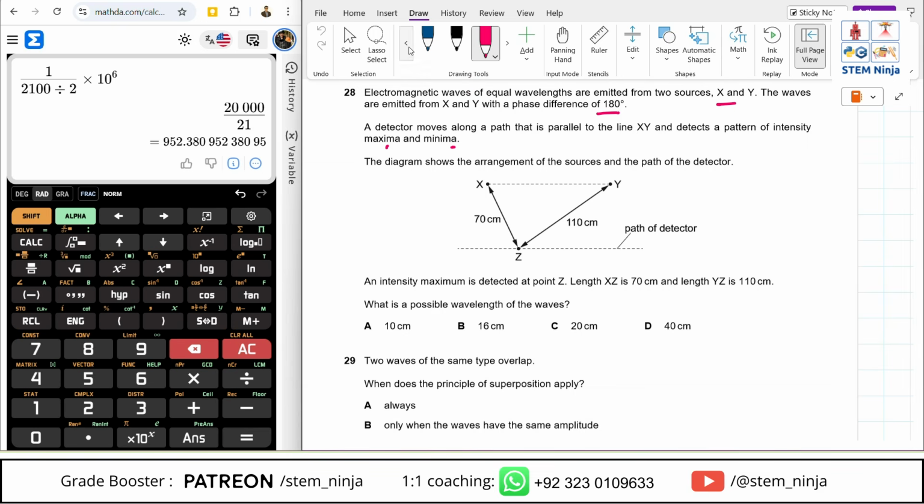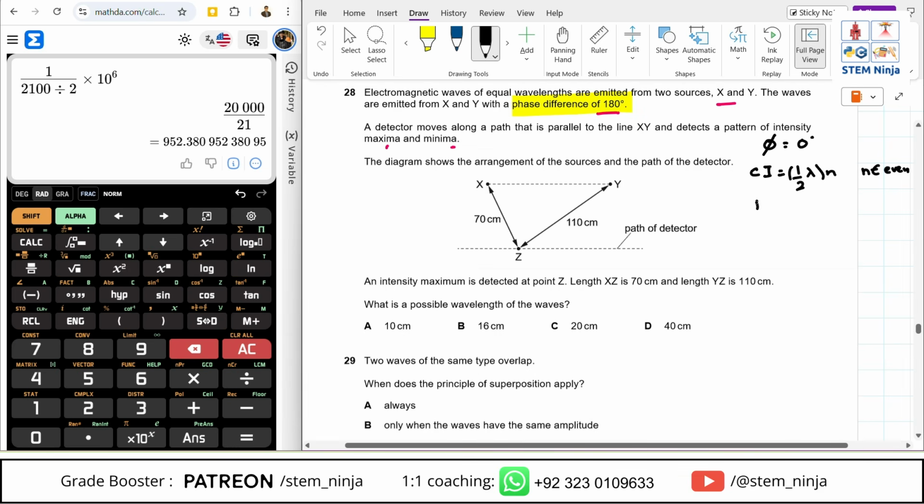Now, there is a very peculiar thing over here, that the phase difference is 180. Now, if the phase difference was 0 degrees, what would have happened is that constructive interference would have happened at even multiples of half wavelengths, where n is even, and destructive interference would have happened at odd number of half wavelengths.